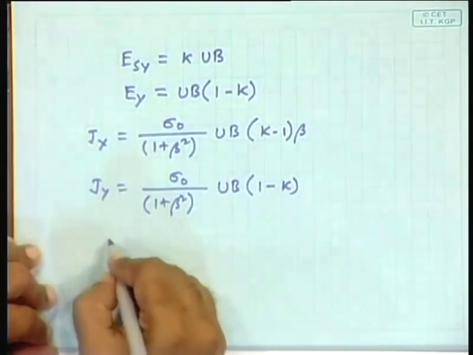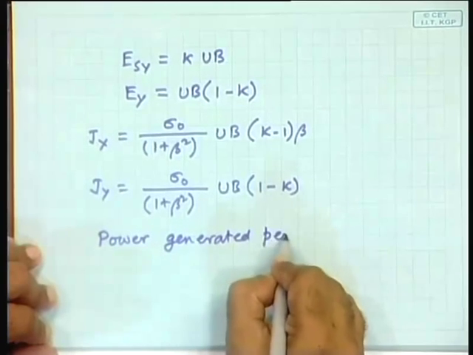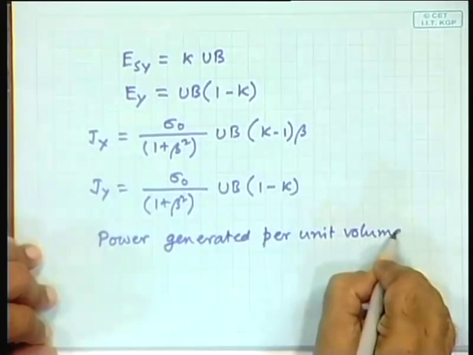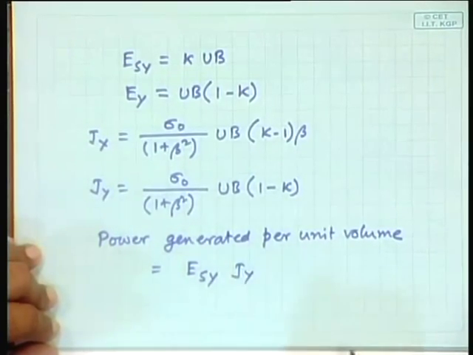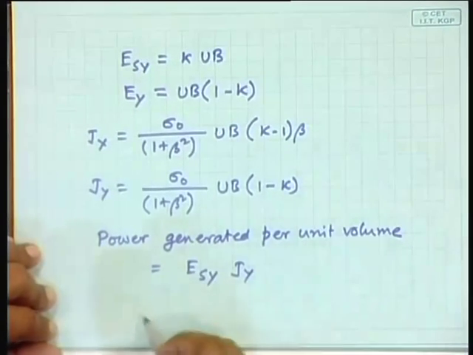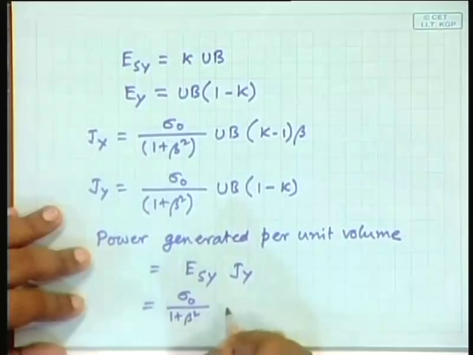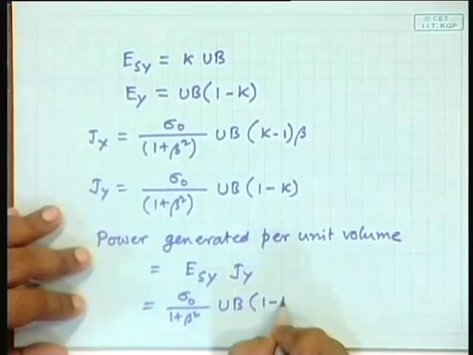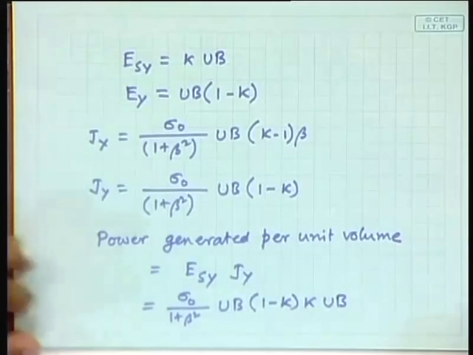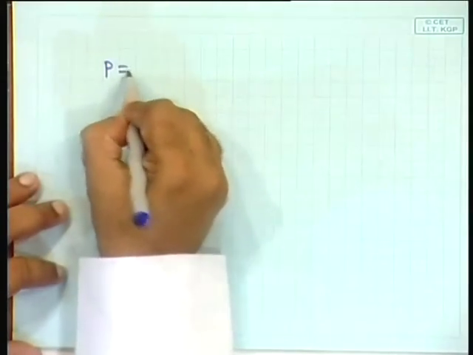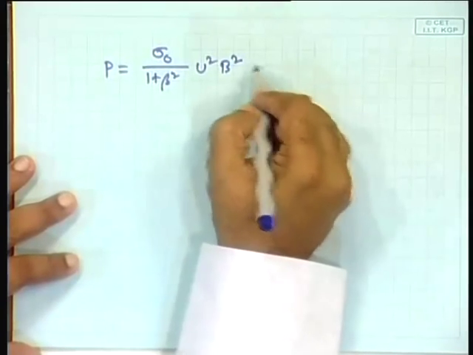So the power generated per unit volume will be E S Y, the voltage, times J Y. So if you substitute that, this will become sigma naught divided by 1 plus beta square, U B times 1 minus K, times K U B. Okay. So that is what you got. We can write that as P is equal to sigma naught divided by 1 plus beta square, U square B square K times 1 minus K.